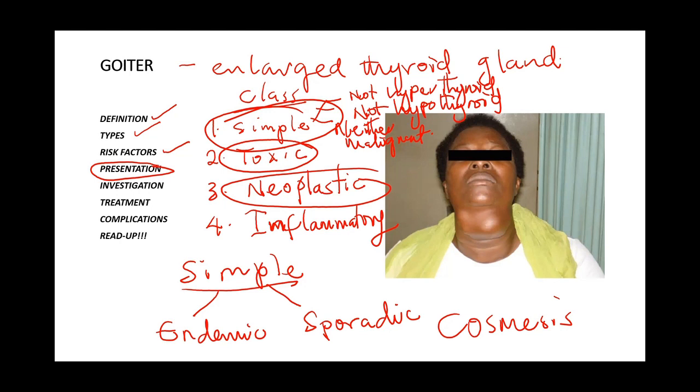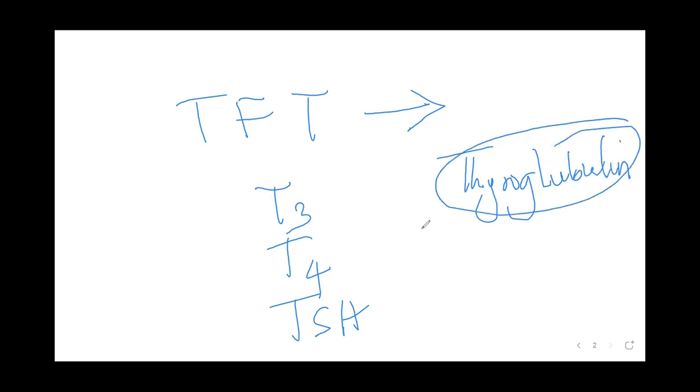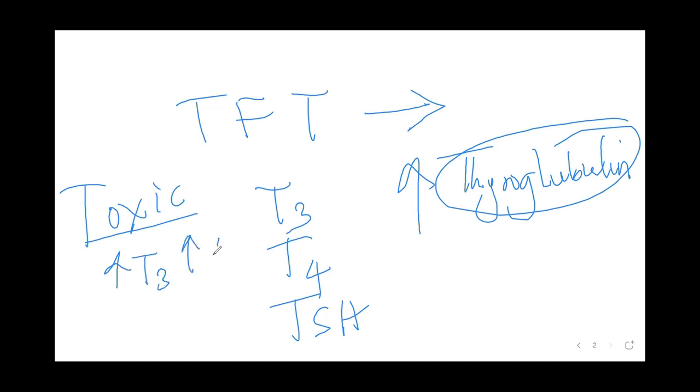Now, investigations, if we are to do investigations for an anterior neck swelling, we want to do diagnostic, you do a thyroid function test. Know that you are assessing T3, T4, TSH. And sometimes you have to assess antithyroid antibody, thyroglobulin. Malignant goiters, they are elevated. So for toxic goiters, you have elevated T3, elevated T4, and depressed TSH.